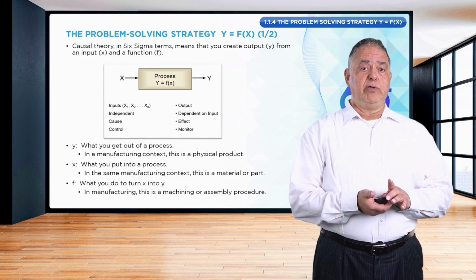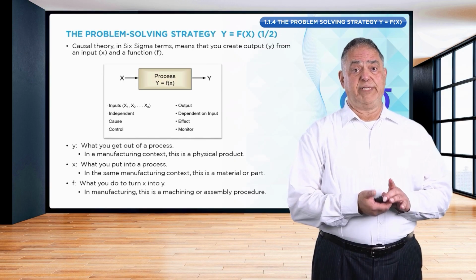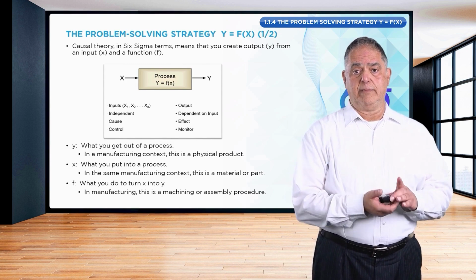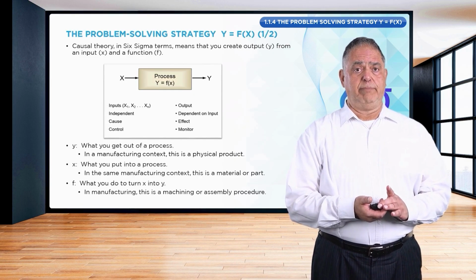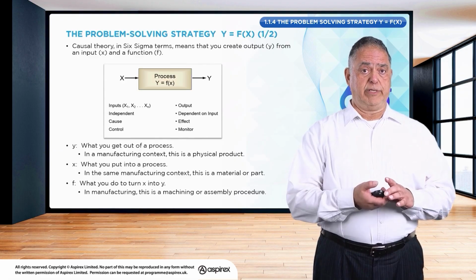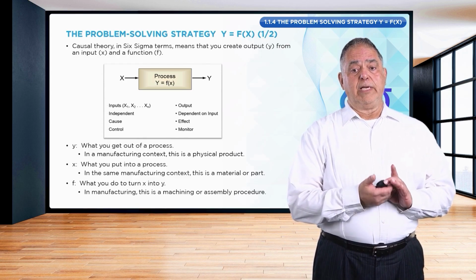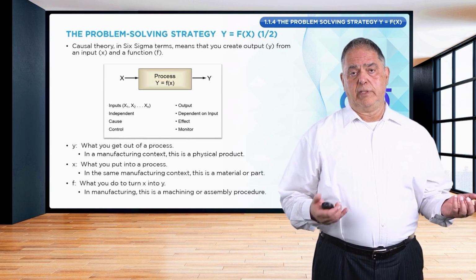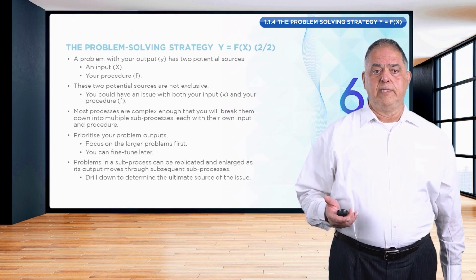So if we use manufacturing terms, the output is typically a physical product. For example, a desk, a table, a TV. X is what we put in the process, and this can be, again, in a manufacturing environment, typically parts or raw materials. And finally, speaking about the function, in manufacturing, this is machining and processing of the inputs in order to have a finished product.